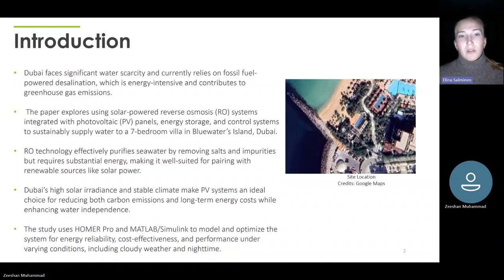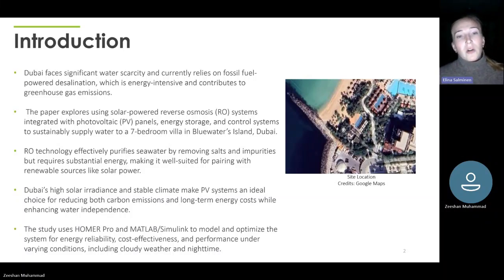RO technology effectively purifies seawater by removing salts and impurities, but requires substantial energy, making it well suited for pairing with renewable sources like solar power. Dubai has a high solar irradiance, and its stable climate makes PV systems an ideal choice for reducing both carbon emissions and long-term energy costs while enhancing water independence.